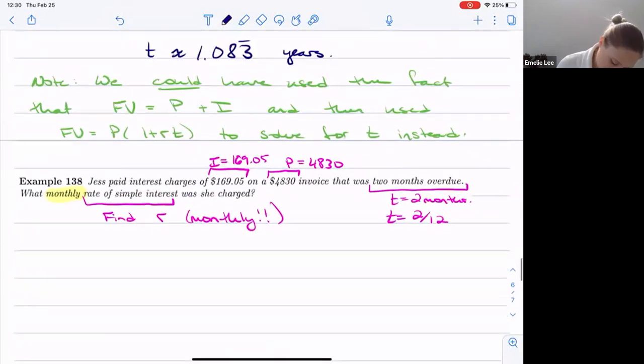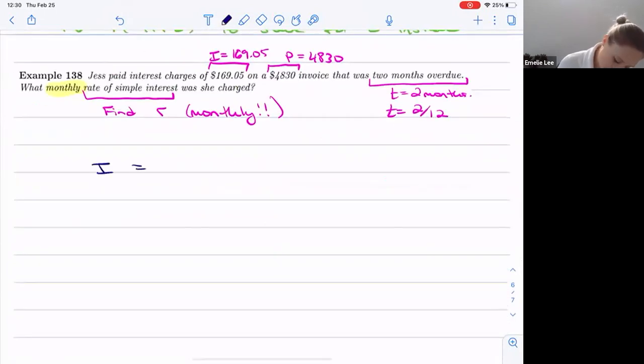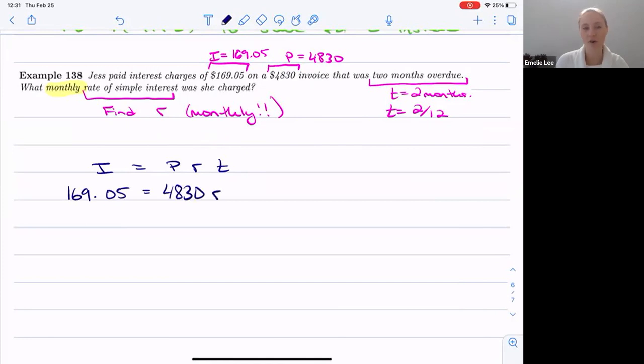Again, the most obvious formula to use here is I equals PRT. So what I'm going to do is solve for R, but remembering that R is per year, right? And then to get it to monthly, I can divide it by 12, and then that's my monthly interest rate. So I equals 169.05, P was 48.30, R is what I'm trying to solve for, and T is going to be 2/12.